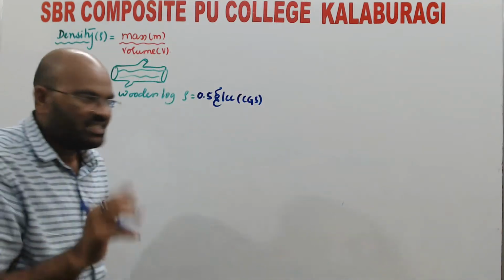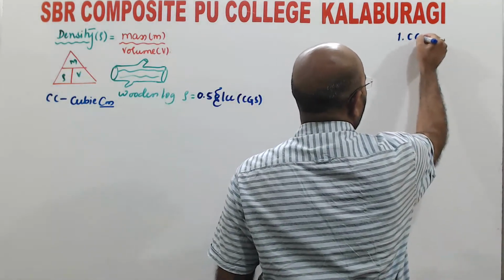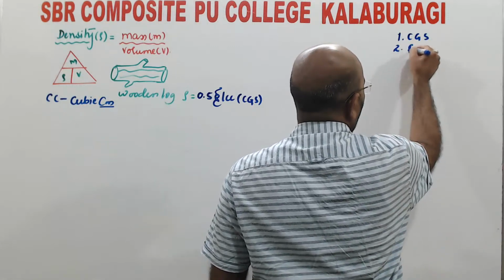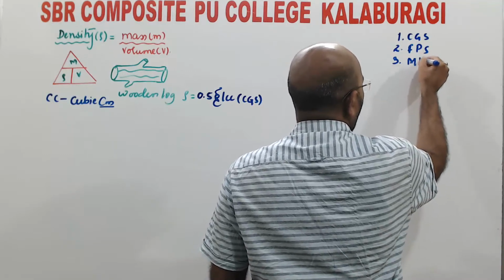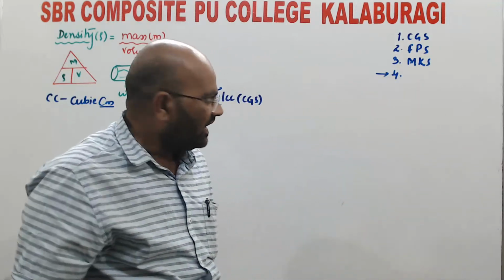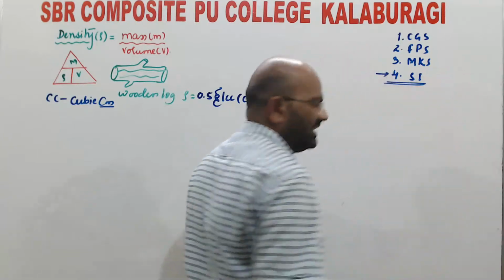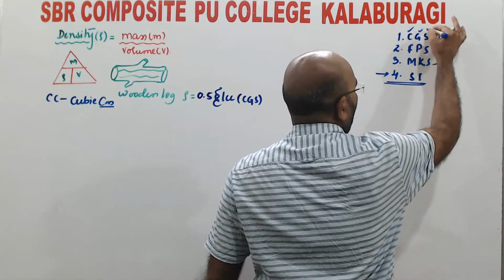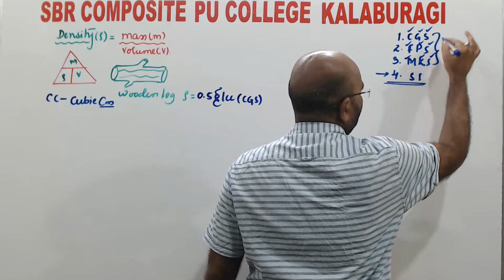We have measurement systems. The first measurement system is called CGS. Second is called FPS, third is called MKS, and the fourth is the universal system, called the SI system, the system international. Among these, the units are centimeter, gram, second; foot, pound, second; meter, kilogram, second.